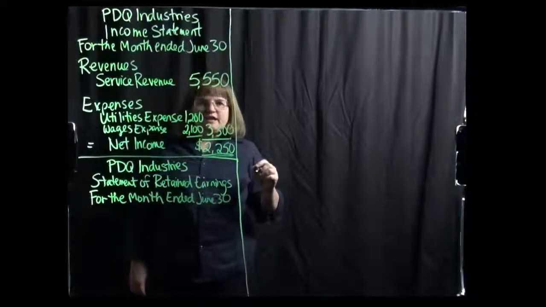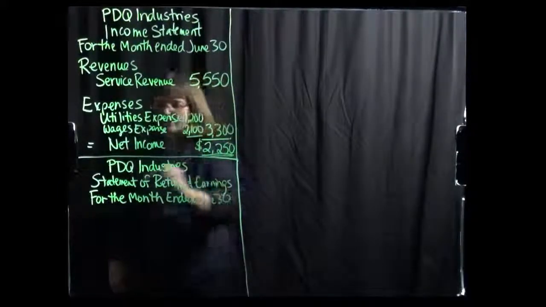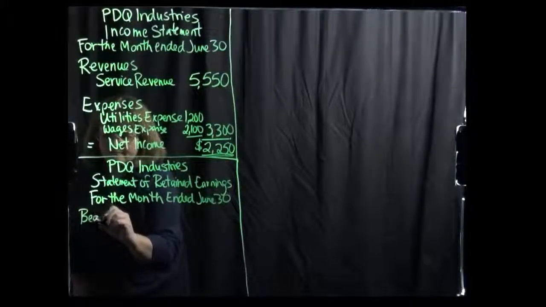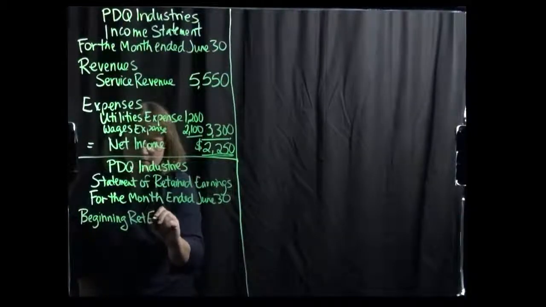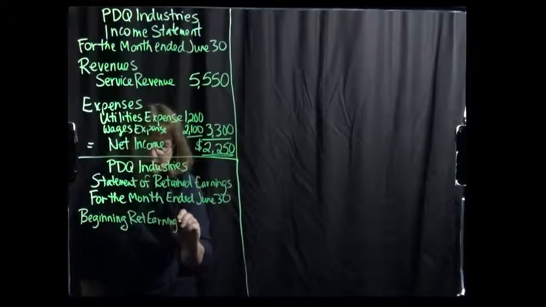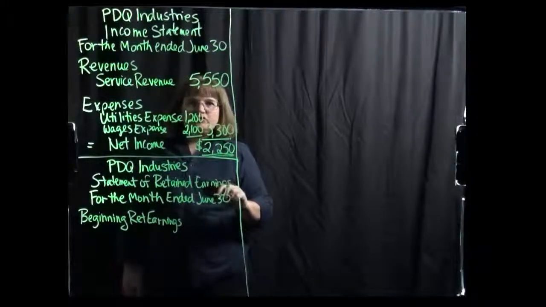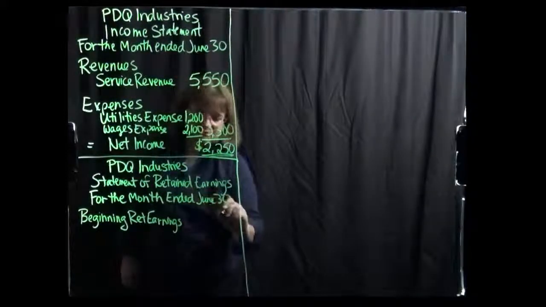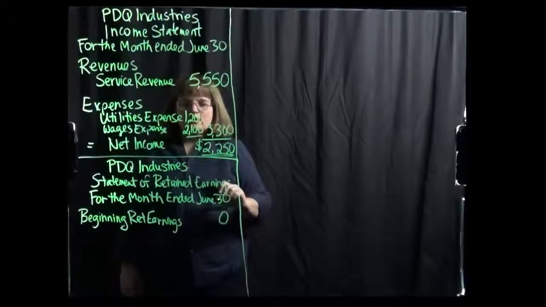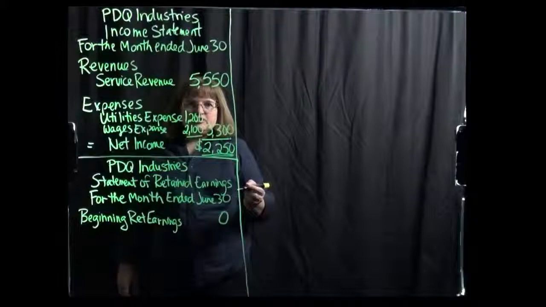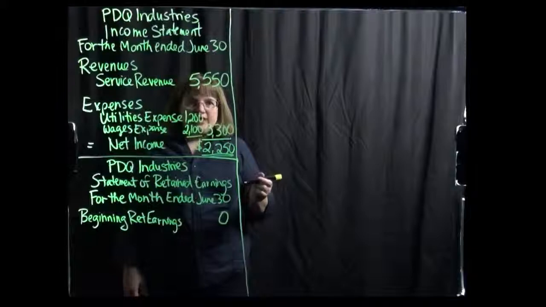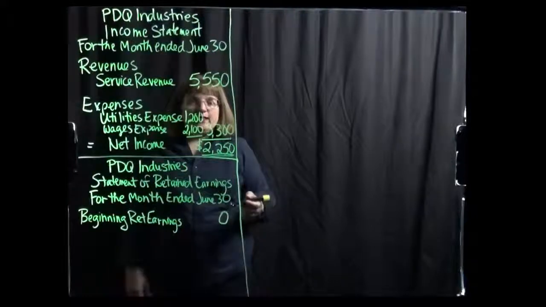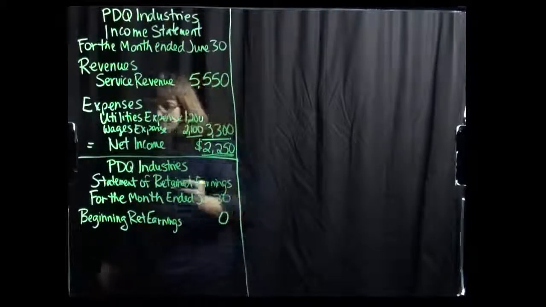Okay, the structure of a statement of retained earnings is we start with the beginning retained earnings. Now because this is a brand new company on June 1st, the beginning balance in retained earnings was $0. They hadn't earned anything yet. You'll notice that account was not given to us on the list of accounts, and that's because often when we're given a list of accounts, if the account has a zero balance, it just simply doesn't appear on the list. But we do know that the beginning balance would have been a zero, and so we put that on here.